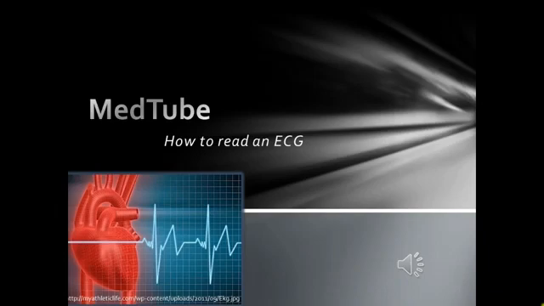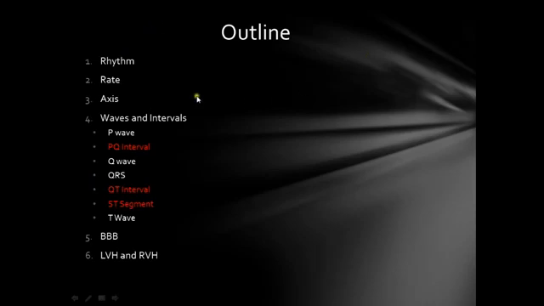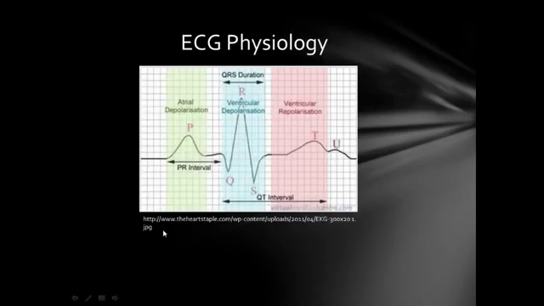Alright, so how to read an ECG? Let's get started. This is the outline. We will be talking about the rhythm, the rate, the axis, the different waves and intervals of an ECG complex. Then to conclude, we will be talking about bundle branch block, left ventricular hypertrophy and right ventricular hypertrophy on an ECG. But before we start with the outline, first let's revise the ECG physiology quickly.